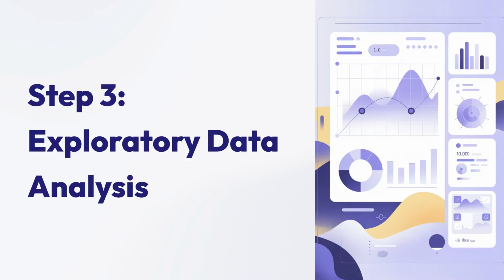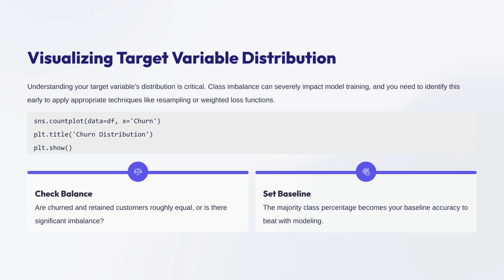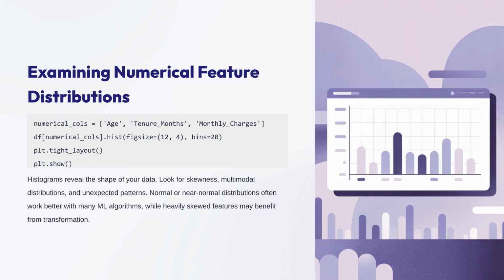We proceed to step 3, exploratory data analysis, or EDA, to understand the processed data and identify predictive patterns. We visualize the target variable distribution using a count plot. This is critical for identifying class imbalance, which impacts model training. The percentage of the majority class sets the baseline accuracy we must beat.